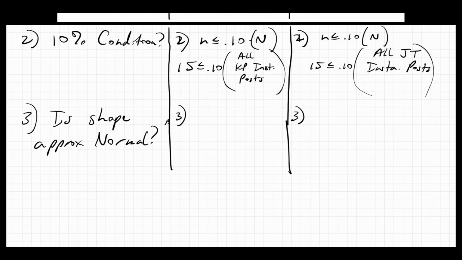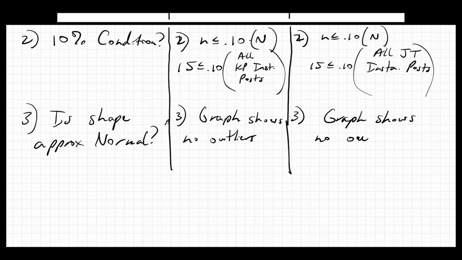Okay. So we would put graph shows no outliers. Same thing here. Graph shows no outliers. Right? Because an outlier is something that's crazy big, a crazy difference.